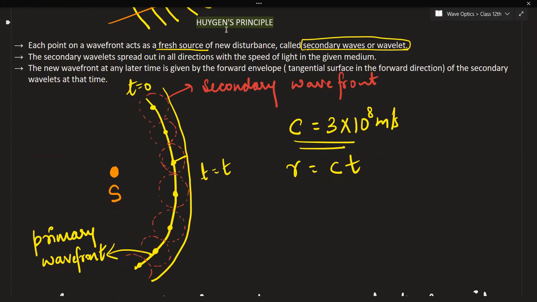So I gave you an assignment. I think, did you all do that? Please do that assignment. It is just based on Huygens principle. Huygens principle also, simply, this v is equal to speed into frequency, all these basic formulas.